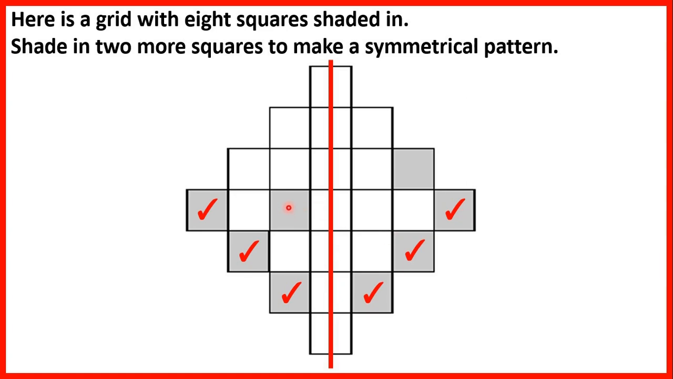So now we just need to reflect this square, so we can shade in this square here, and to reflect this square, we need to shade in this square here. So we've shaded in only 2 more squares, but now we have the same reflected on both sides of our line of symmetry.